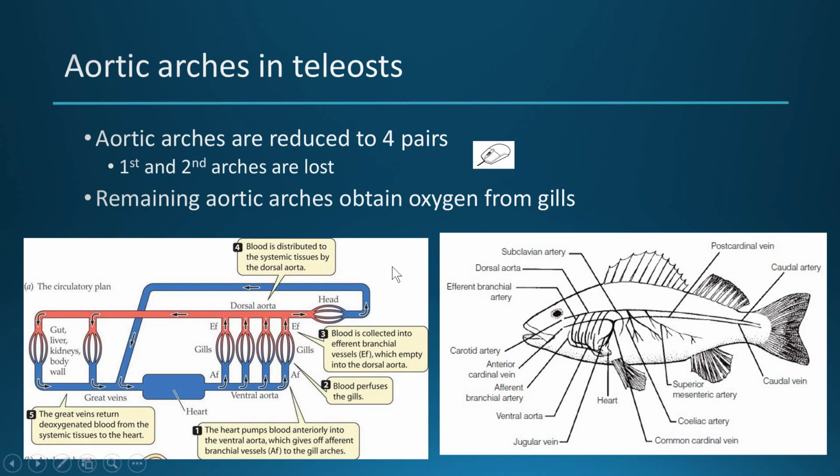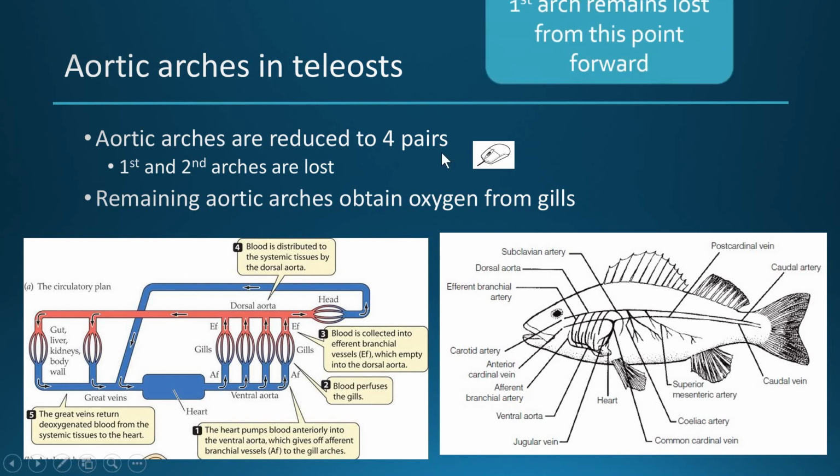Teleosts are the same way. Teleosts only have 4 arches, so they have lost the first and the second. Those are the ones closest to the head. So they've lost the 2 farthest away from the heart, and they've kept the 4 closest to the heart. They use the remaining aortic arches to get oxygen from their gills.